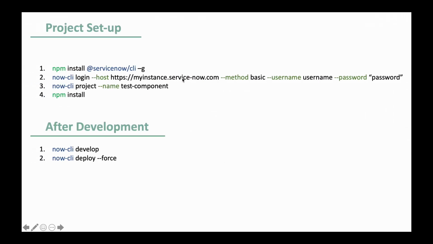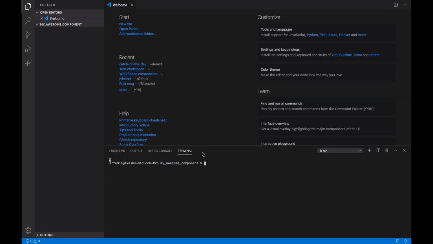and I will log in to my instance. To log in and link my instance, I need to type this command: now-cli login --host, and here I'll type my host name, then the method name, that is basic, then username is admin, and then password.